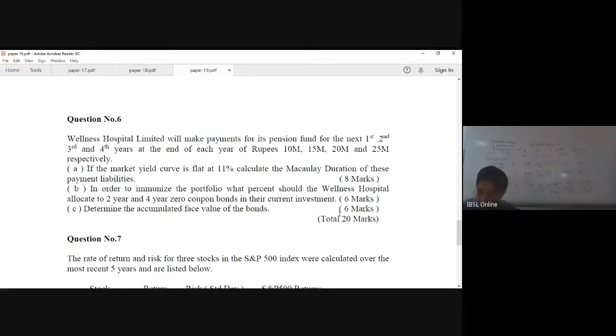The future value would be, say, for the 2-year bond, what you need to do is get the value and multiply it by 1 plus the rate, that is 0.11 to the power 2. That will give the face value for the 2-year bond. For the 4-year bond, there also you take the present value times 1.11 to the power 4. So you will get the final values in that way. Right. So is it clear for you?